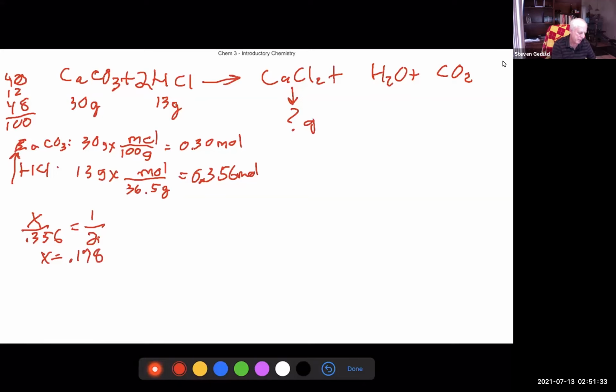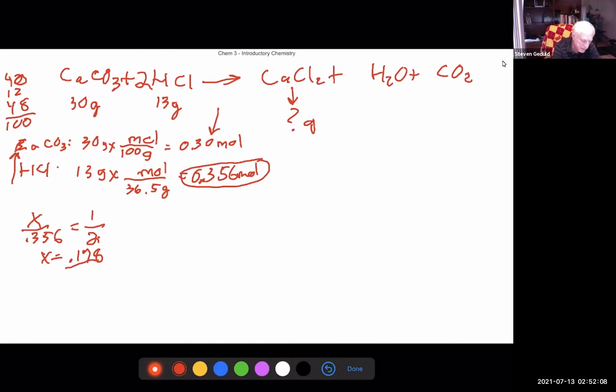Okay. Do I have 0.178 moles of calcium carbonate? Yeah, I got 0.3 moles of it. So I got extra. If I have extra calcium carbonate, this is my limiting reagent right here. Everybody see why? Because I need 0.178 moles of calcium carbonate and I have 0.3. So if I got extra calcium carbonate, I don't have enough HCl. That's going to run out first.